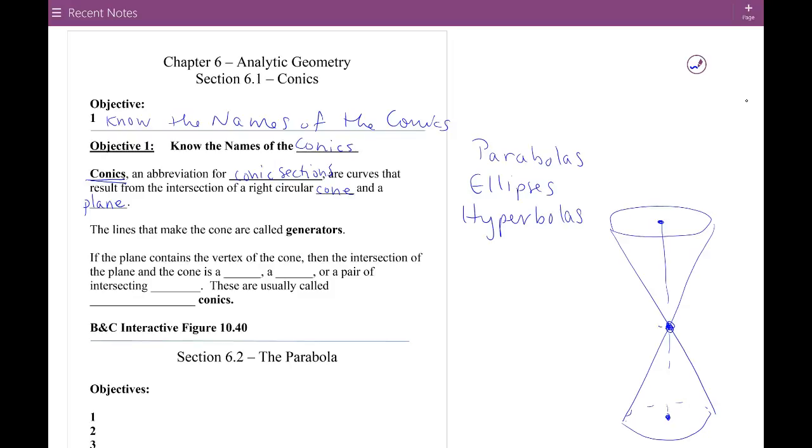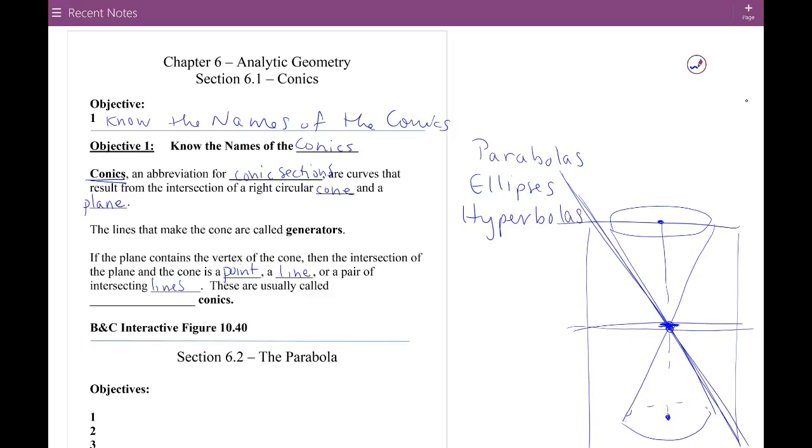If the plane contains the vertex of the cone, then the intersection of the plane and the cone could be a point. So if you slice just right through the vertex horizontally, the intersection will just be a point. Or you could get a line if you intersect with the cone on the surface. You could just get a line. Or you could get a pair of intersecting lines if you slice straight down through the middle of the cone. You'd get two intersecting lines.